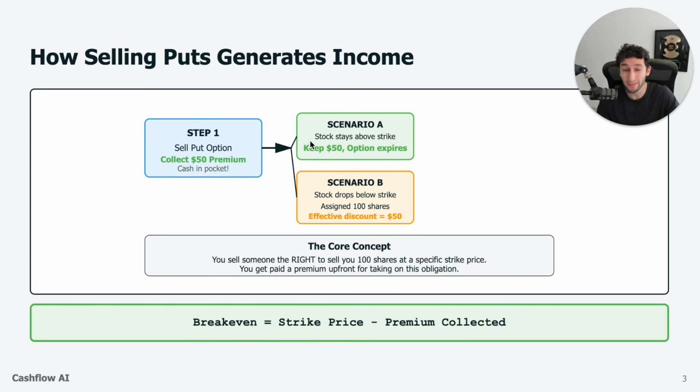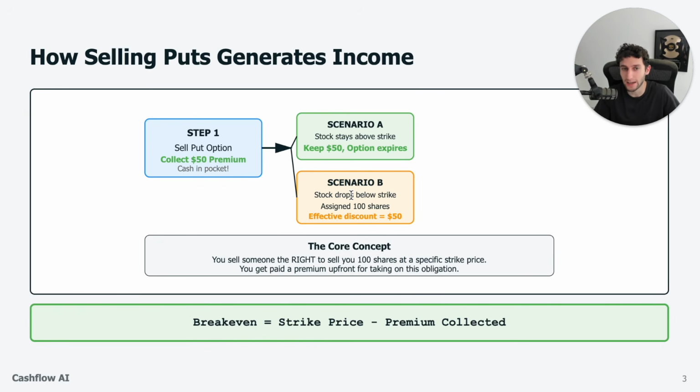And if the stock stays above that strike price by the expiration, you're going to keep that $50. You basically just make that $50 every single week as long as price keeps going up or stays above that strike selection. Now, if price ever drops down below that selection, what's going to happen is you're going to get assigned 100 shares of stock. But you're basically getting it at a discount. So it's kind of like the same thing.